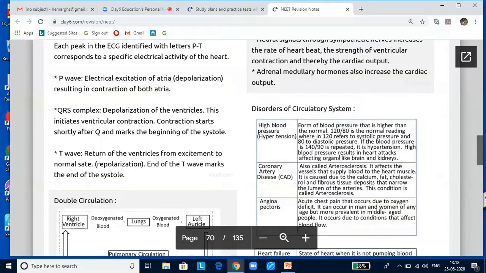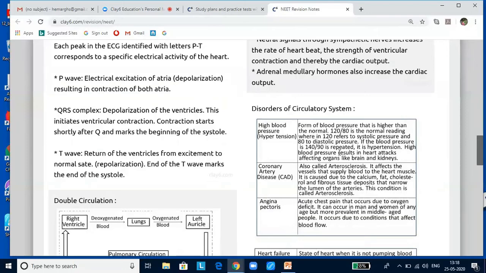Now let us look last into the disorders of the circulatory system. High blood pressure. If a person has persistent high blood pressure, then it is called hypertension. It is 150 by 90 mm of mercury. Normal pressure will be 120 by 80 mm of mercury. Any deviation seen above this range continuously, if it is on the higher side, it is hypertension. The factors responsible are overeating, fear, worry, anxiety, sorrow, etc.